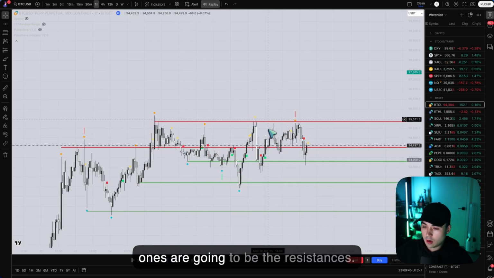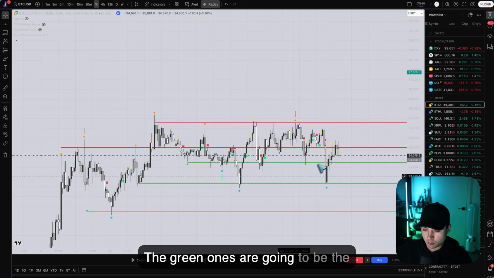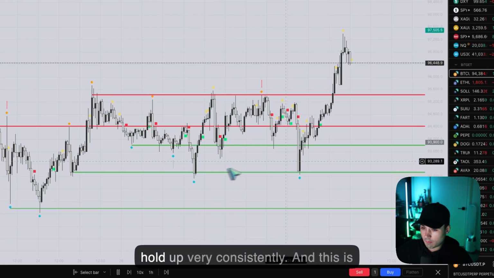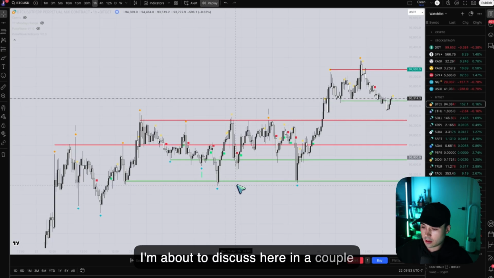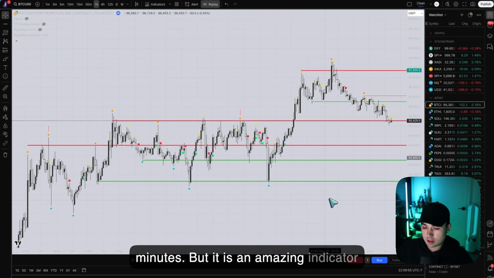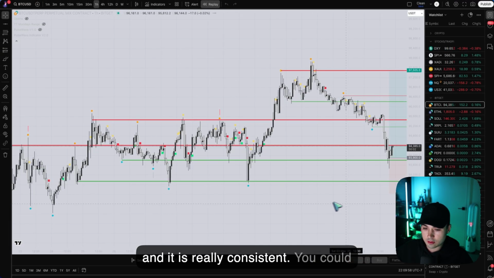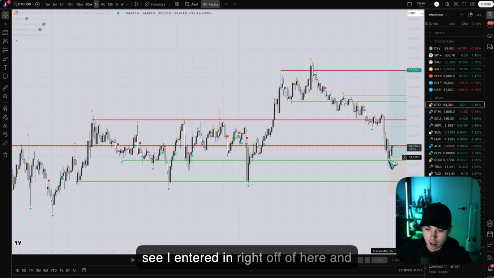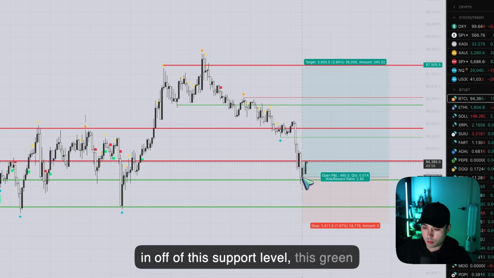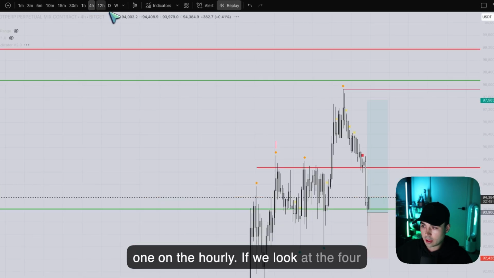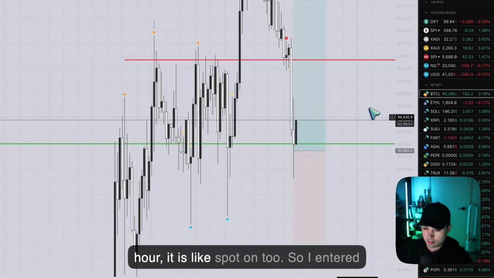The red ones are going to be the resistances, the green ones are going to be the supports, but you can see that these hold up very consistently, and this is what allowed me to enter the trade that I'm about to discuss here in a couple minutes. It is an amazing indicator, and it is really consistent. You can see I entered right off of here, and we are up right now because I entered off of this support level, this green one on the hourly. If we look at the 4 hour, it is spot on too.